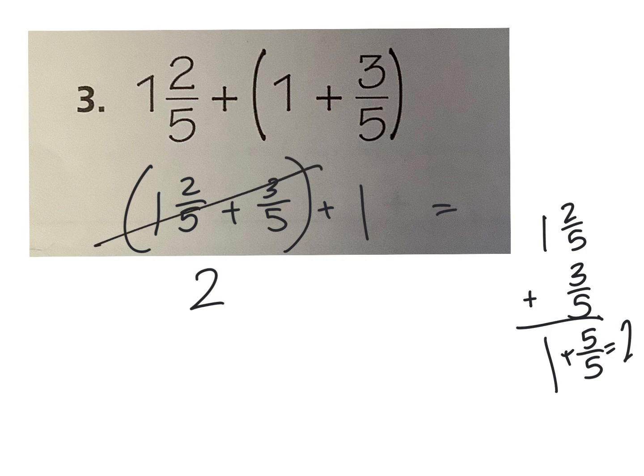Now I'm done with that, and all I'm left with is this, which is very easy for you. 2 plus 1 is 3. That's the answer to that one. Number 3, the answer to number 3 is 3.